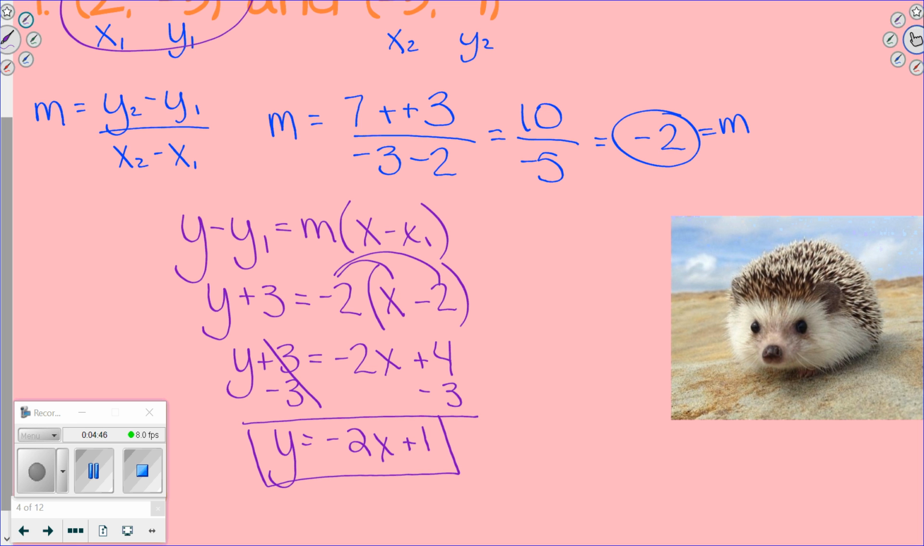So we did end up in slope-intercept form, y equals mx plus b. We ended up there. But just because the directions say that's what they want, that does not mean that's where we start. You've got to look and see what you have.